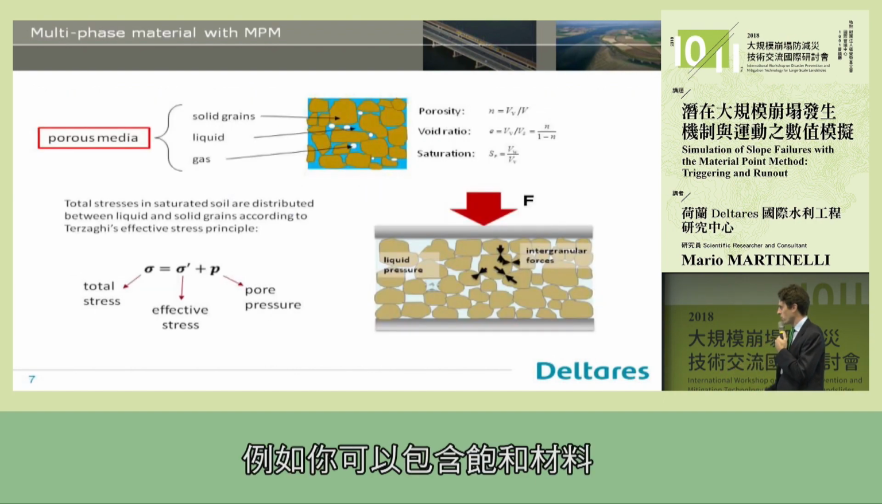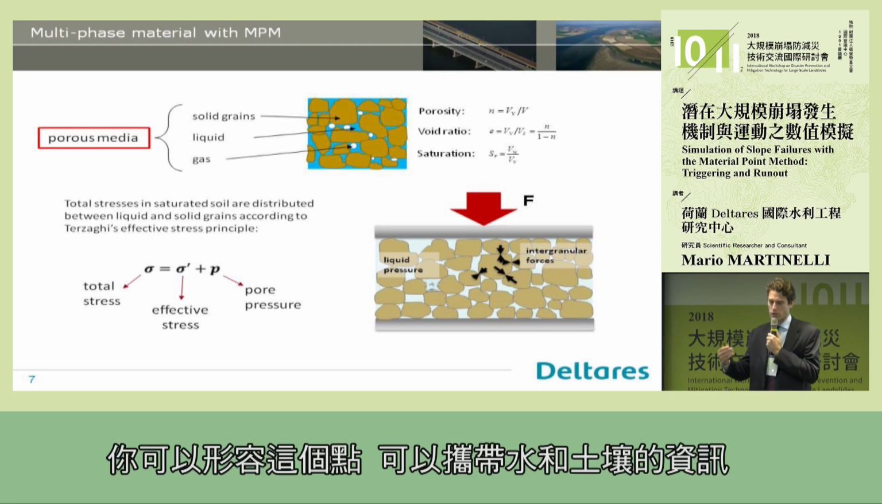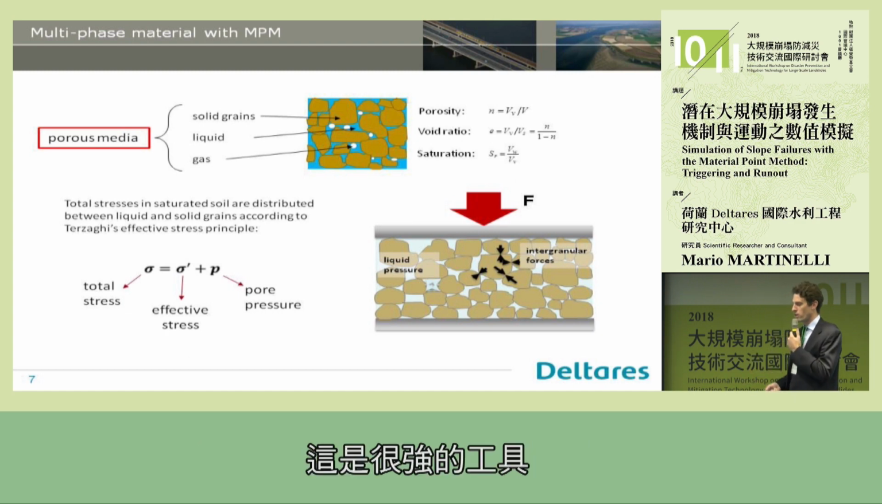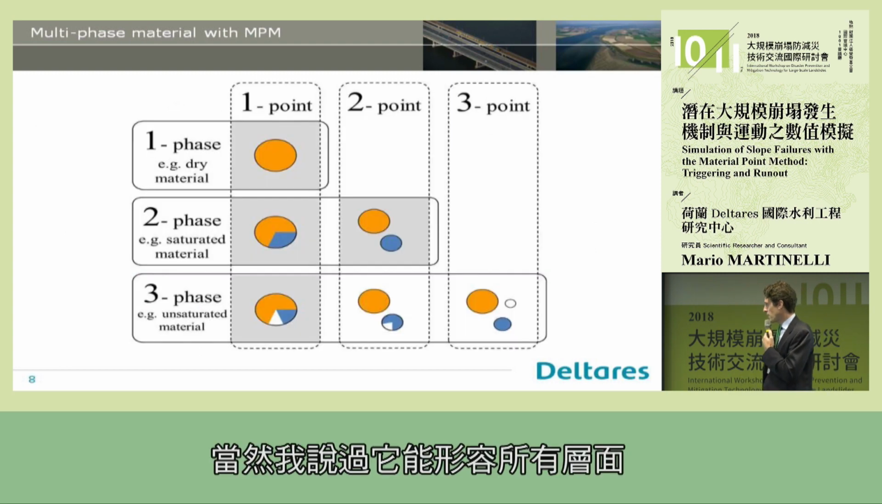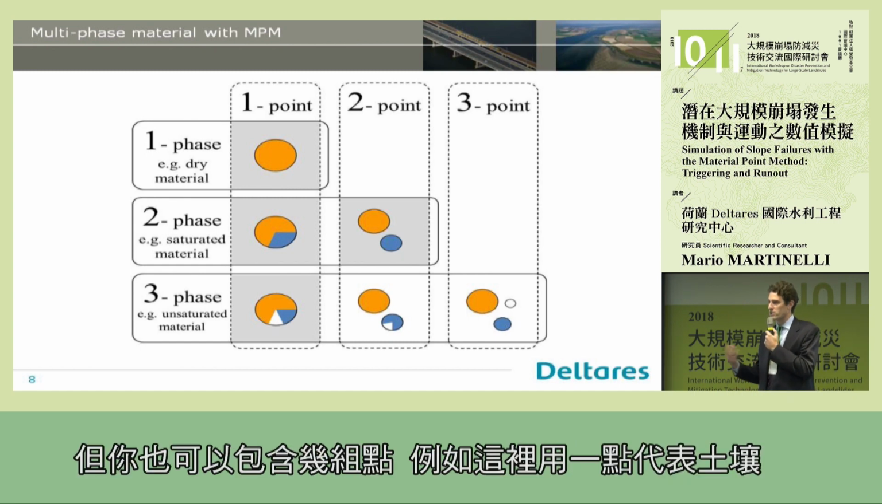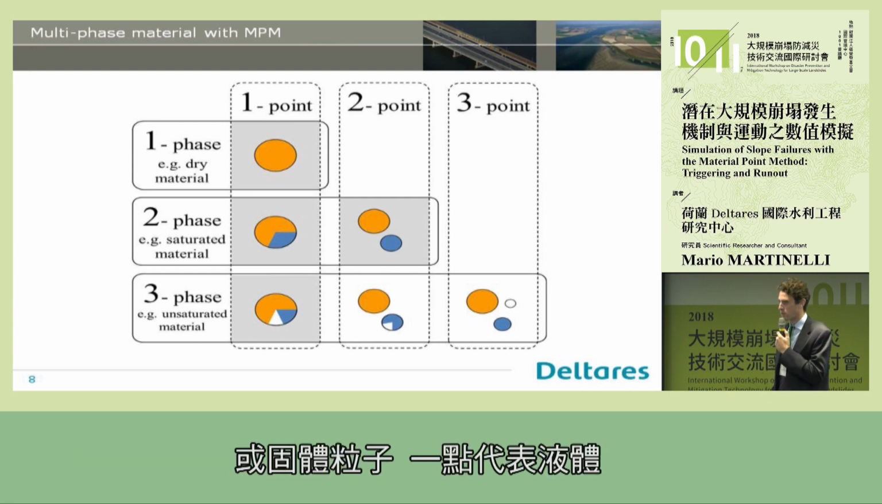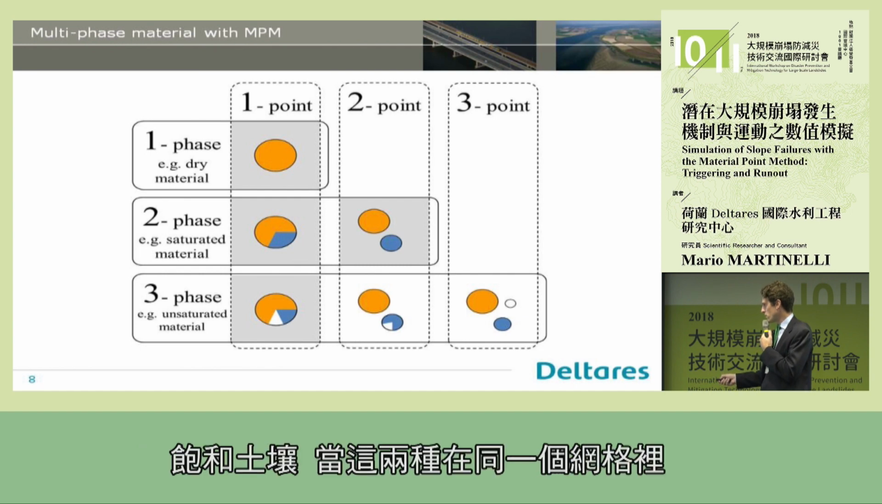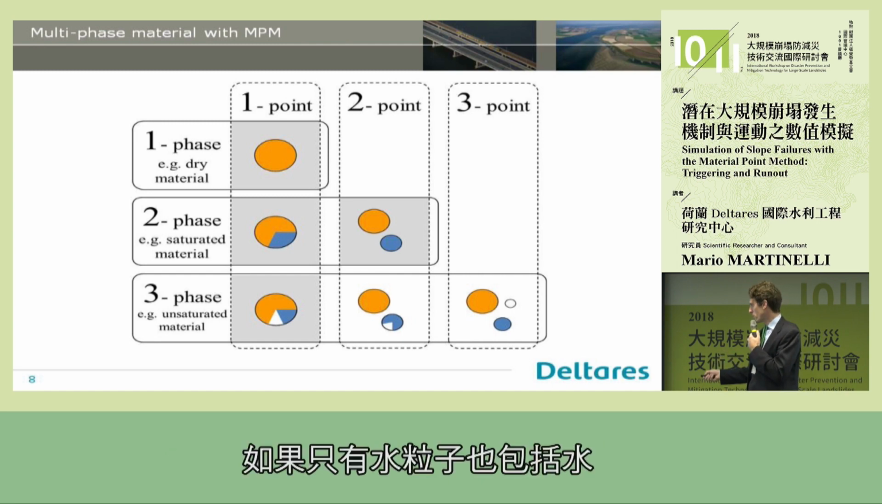For example, you can include saturated materials, so the points can carry information on water and soil, and you can also include gas, so unsaturated material. This is a very powerful tool. If we focus on one point, you can describe dry, saturated, and unsaturated material, but you can also include several sets of points. For example, one for soil or solid particles and one for the liquid. In this case, you can simulate both dry soil and saturated soil, when these two are in the same mesh or in the same element, and also the free water, when you have only water particles.